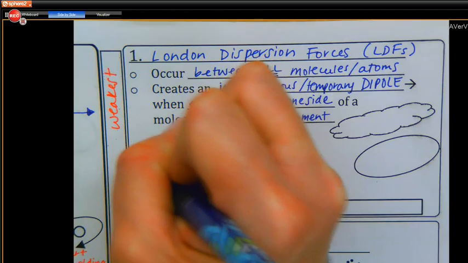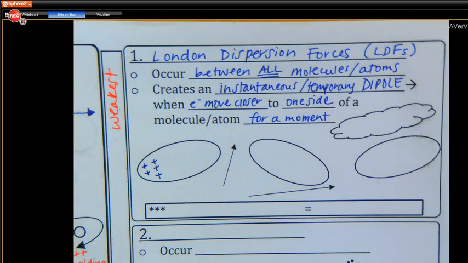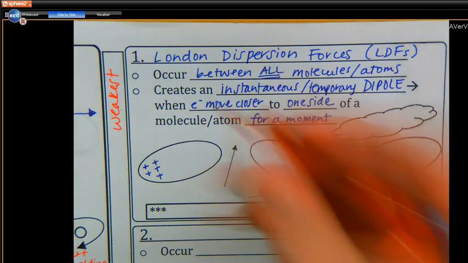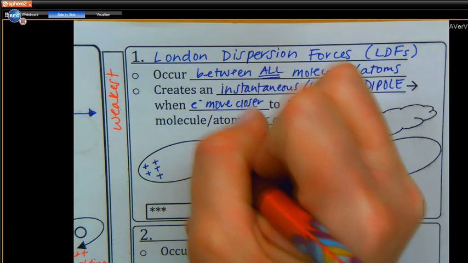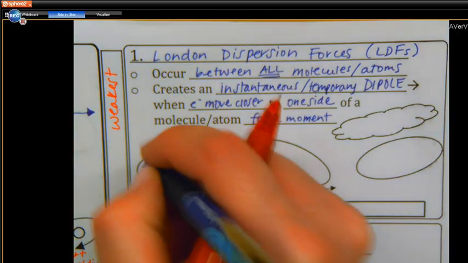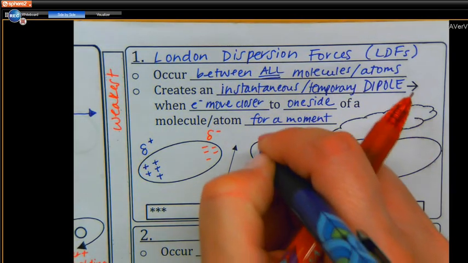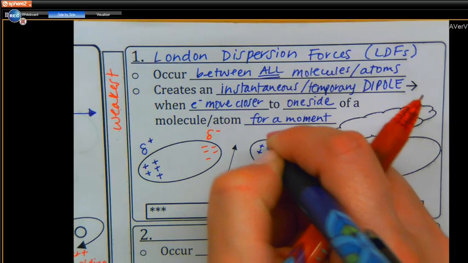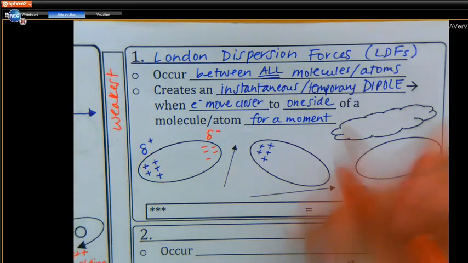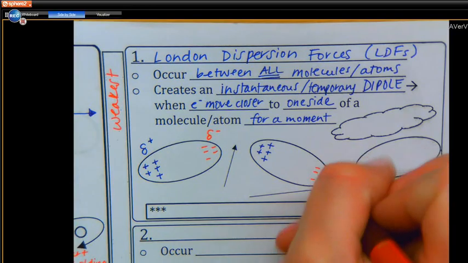This is going to occur in molecules that are symmetric, meaning they look the same in three-dimensional space, okay? If a molecule looks the same in three-dimensional space, it is considered to be symmetric, and it's going to have London dispersion forces.